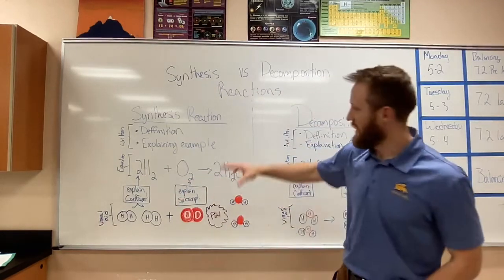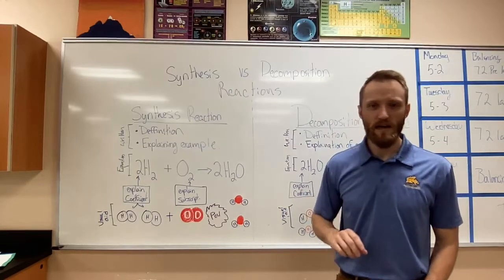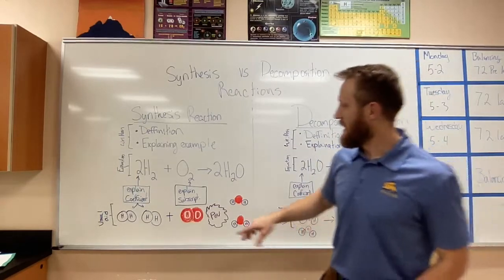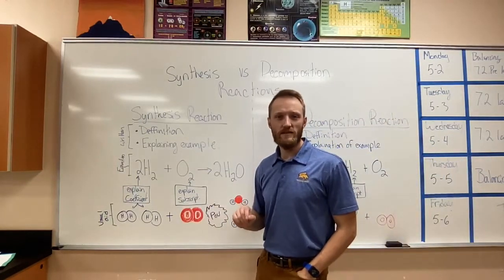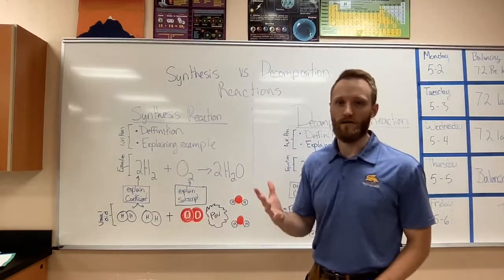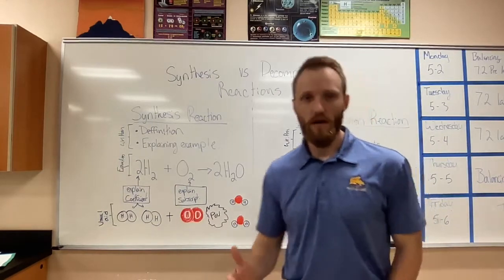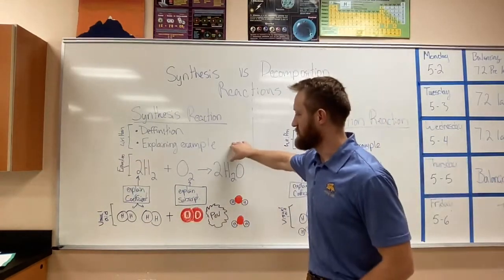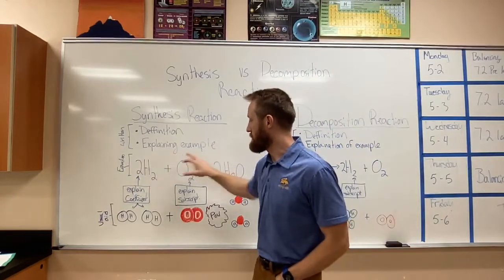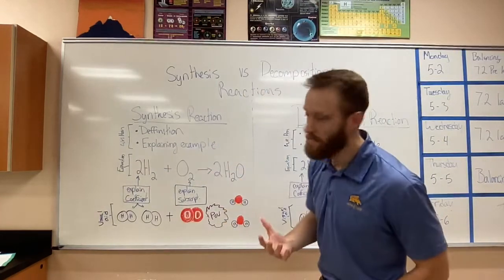So your explanation of your example, you'd literally just say, hey, when you combine hydrogen gas and oxygen gas, you get water. That's it, right? So this isn't anything complicated. You're just using words to tell me what's happening in your example equation, okay?